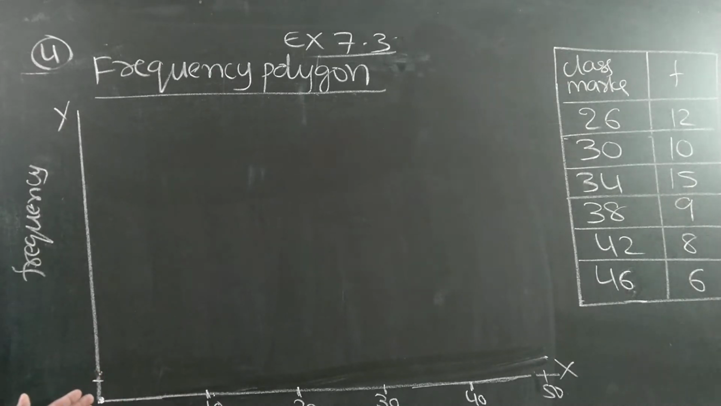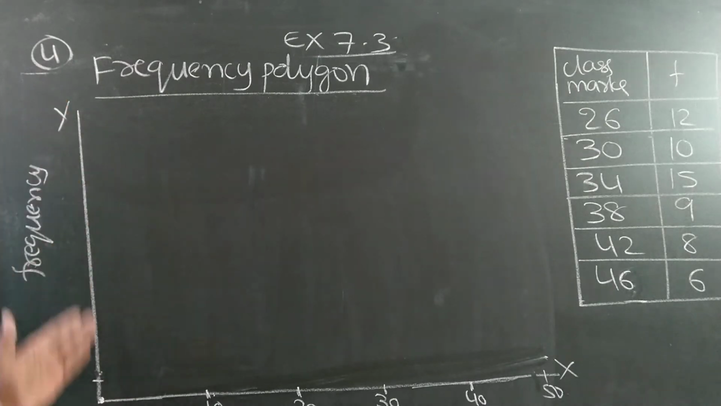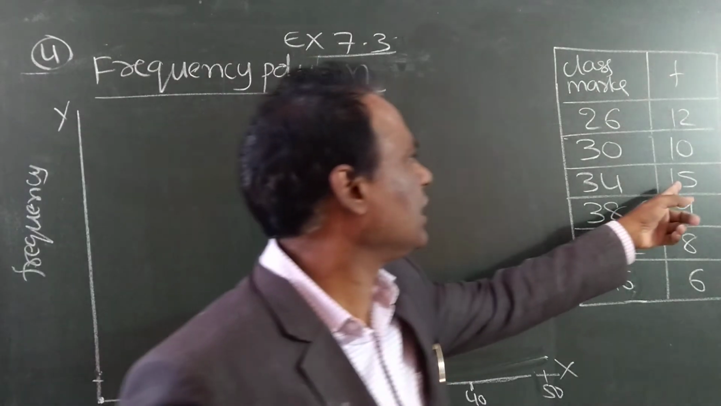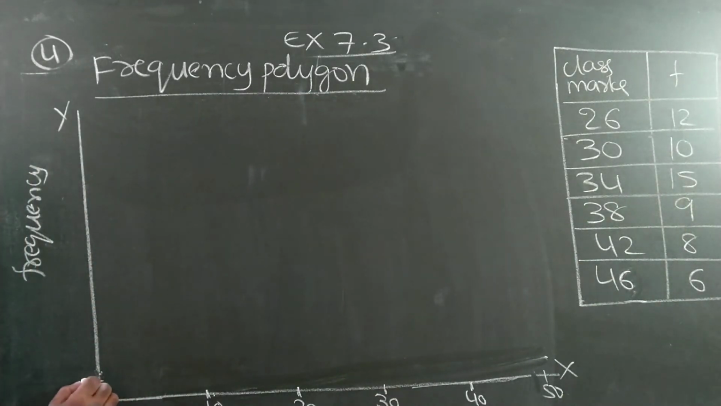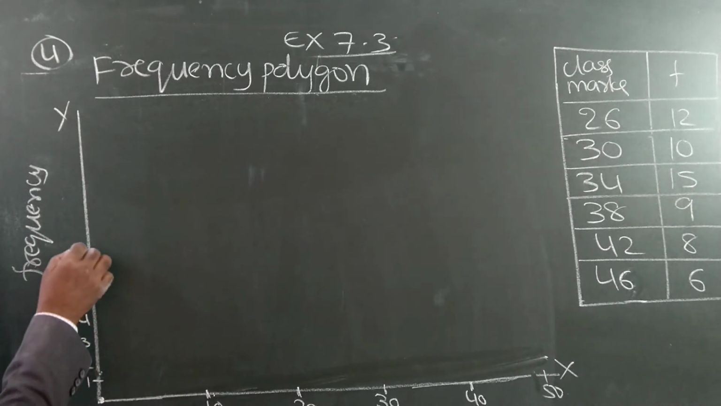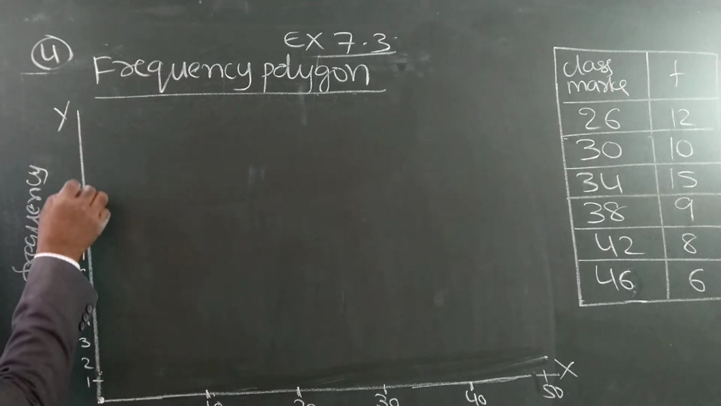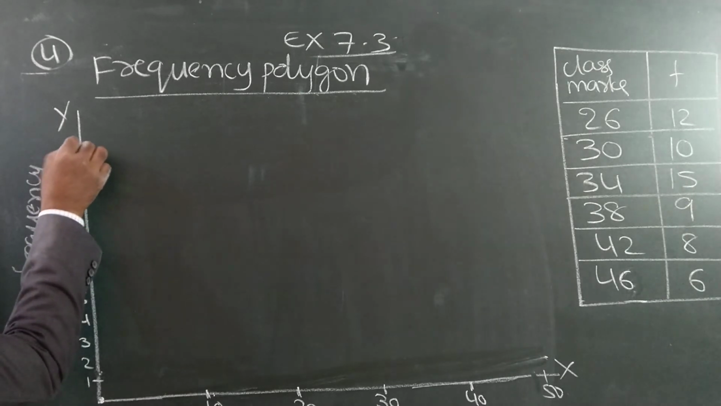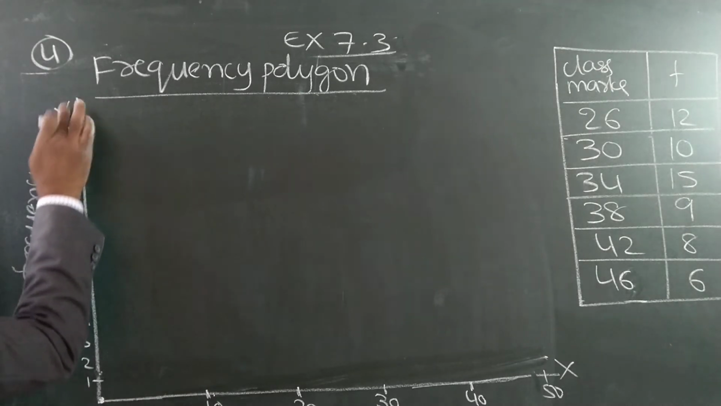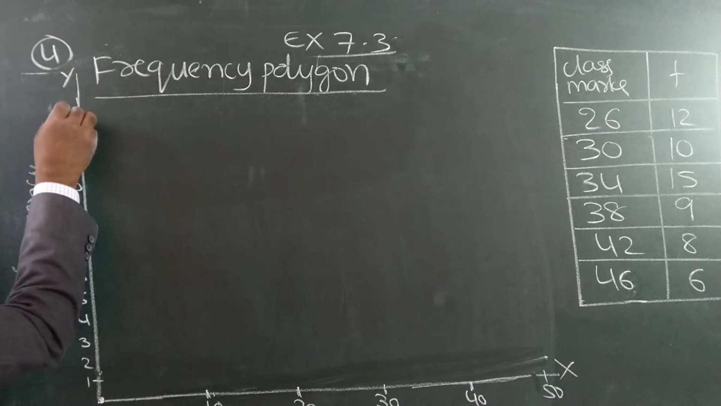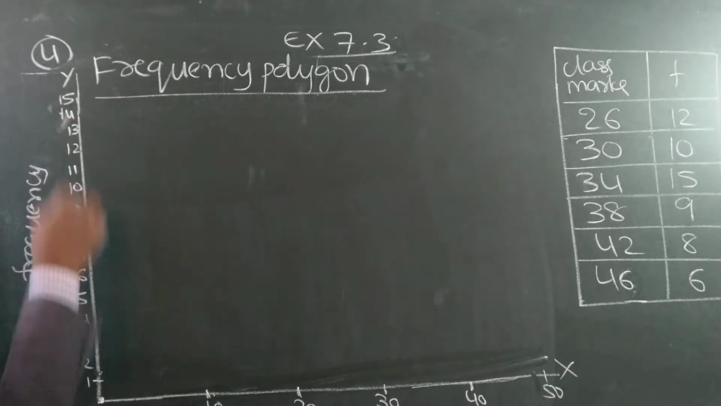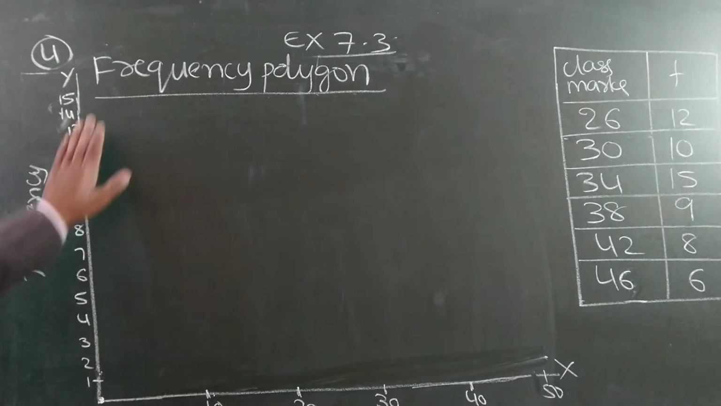Suppose on your graph there are 15 boxes, you can take each box as 1 because our maximum is 15 only. Maximum 15. So I am taking 1, 2, 3, 4, 5, 6, 7, 8, 9, 10, 11, 12, 13, 14, 15. Like this.